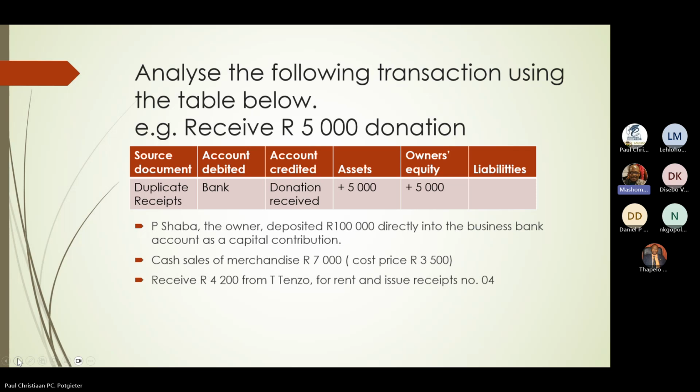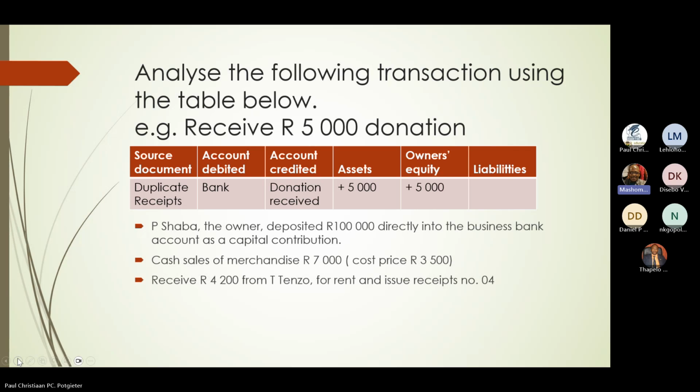Cash sales of merchandise, 7,000. Then the cost price is 3,500. I know the teachers have emphasized this transaction to you, that we are now dealing with the trading business. If you are dealing with the trading business, we are talking about selling merchandise. We buy the merchandise, then we sell it at a profit. Now we have sold the merchandise for 7,000. The cost price was 3,500. Please, learners, identify the accounts that are affected in this transaction.